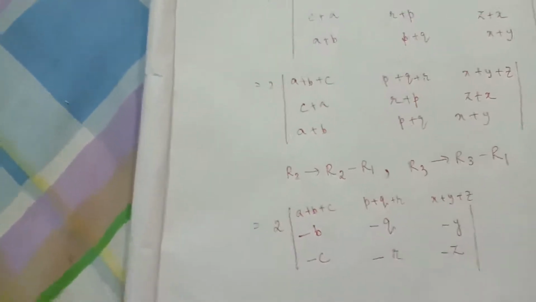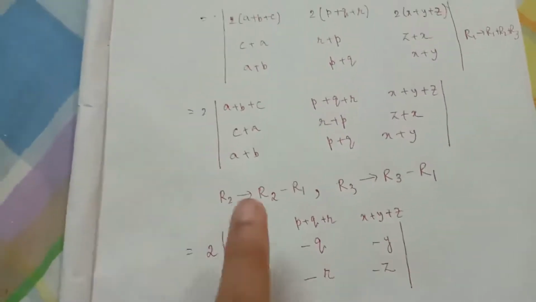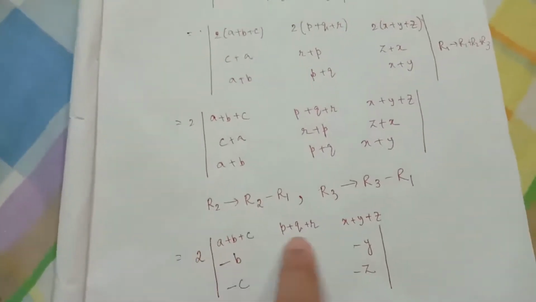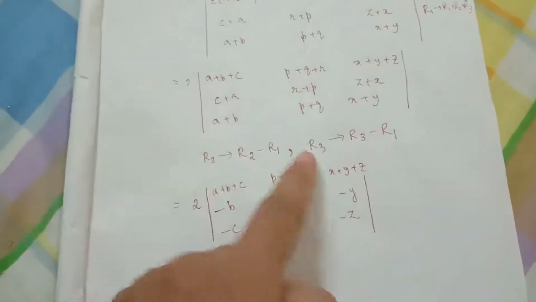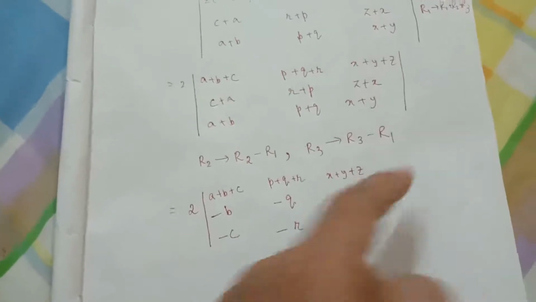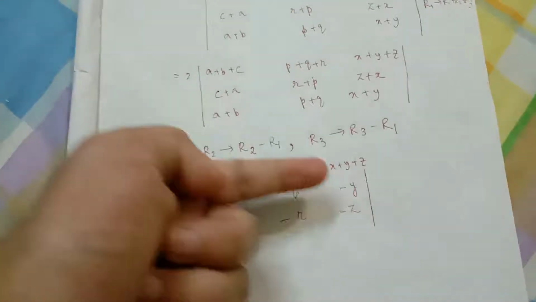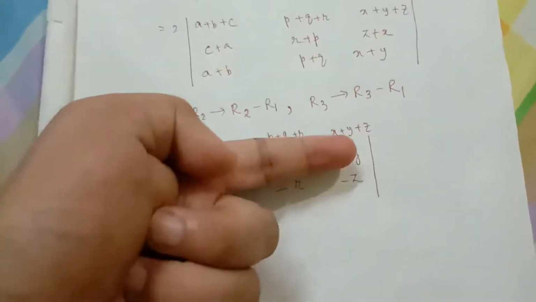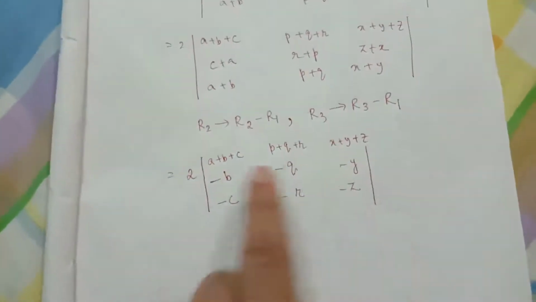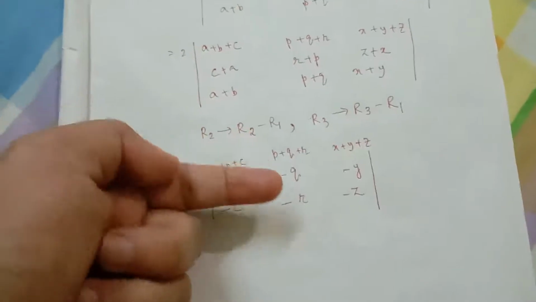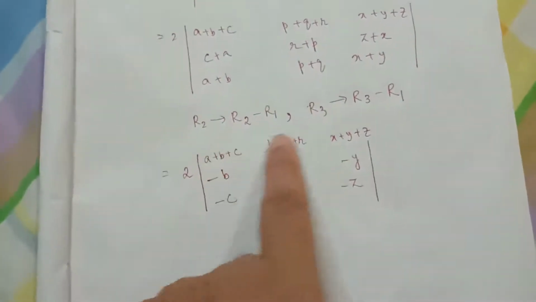You can do this in 2 steps also. First step, R2 minus R1, your R2 will be changed. In the next step, in the next line, replace R3 by R3 minus R1, your R3 will change. So in the first step, your R2 has changed. In the second step, R3 has changed. So these two will be different, but R1 is unchanged here also, like this.